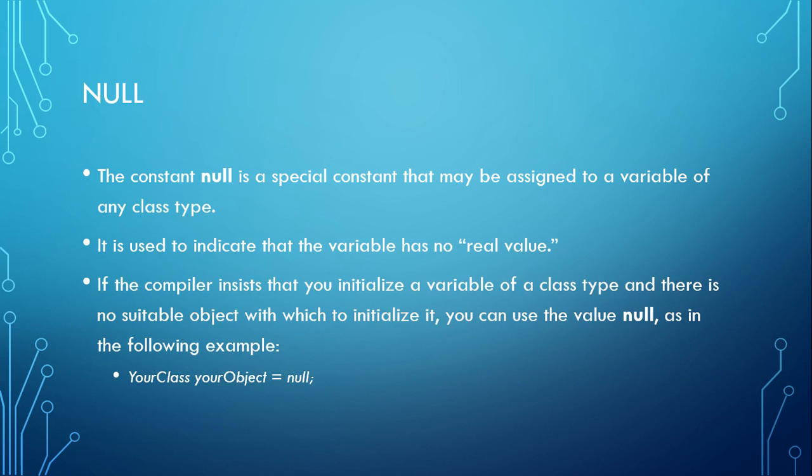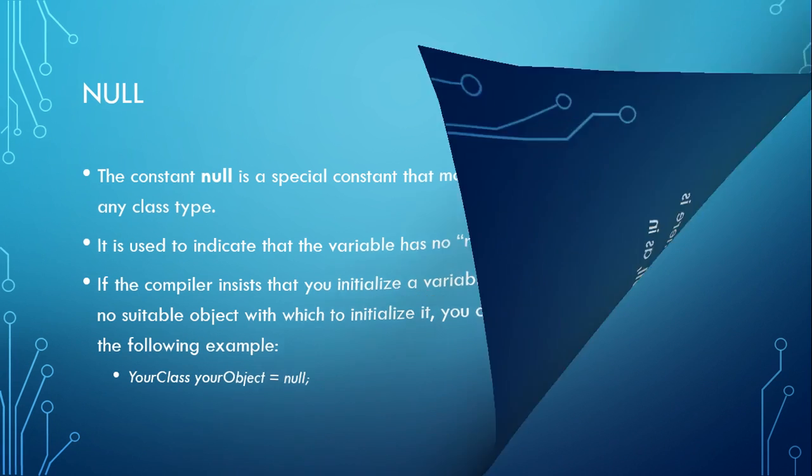Now, if the compiler insists that you initialize a variable of a class type and there's no suitable object with which to initialize it, we can use the value null, such as in the following example. Your class, your object equals null. And we've seen this before. We've made some class objects before, and it wants an initial value. You might have to give it something like 0 or just an empty string. But in this case, if we don't have that initial value right off the get-go, we can use null to set that up to start.